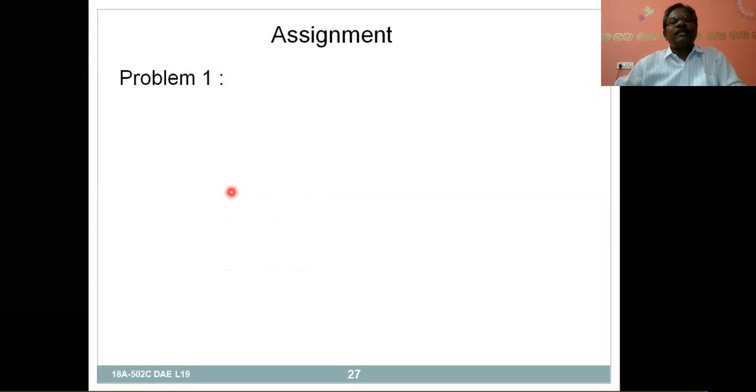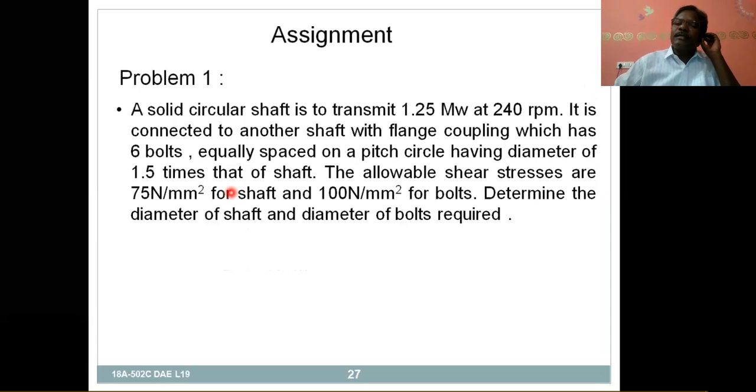So let us have a small assignment. Let us discuss this also. Here in this case, a solid circular shaft is to transmit 1.25 megawatts. That is the power transmitted, in megawatts. The speed is 240 RPM. It is connected to another shaft with a flange coupling, which has 6 bolts, where N is equal to 6 bolts, equally spaced on a pitch circle having a diameter of 1.5 times the shaft diameter.